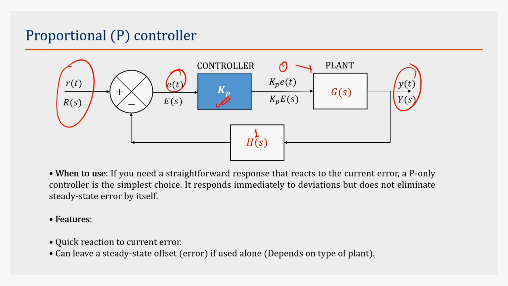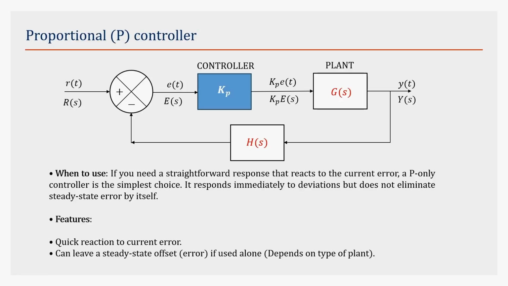Because if you give 0 input to the plant, what will happen? Output will be 0. Then again the error will increase. How does it help? It does not help, right? So, that is the reason, and the integrator is very important, and that is the reason actually for a type 0 system there is always a steady state error.